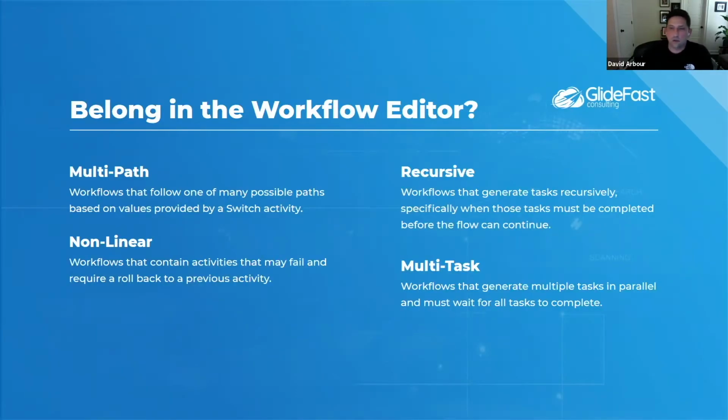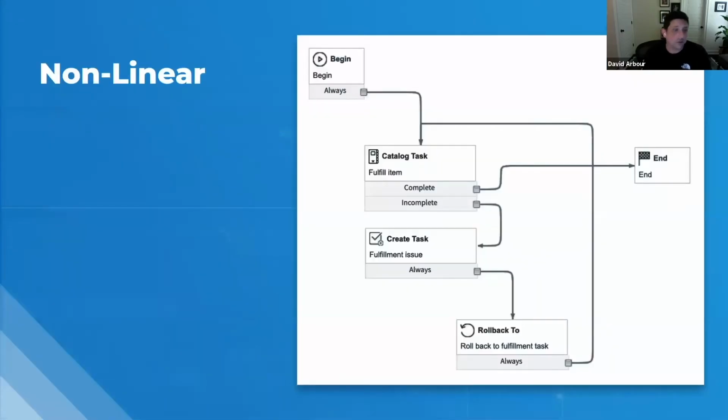The next one we'll look at is non-linear workflows, right? So these are workflows that typically would involve some sort of rollback. Some decision is made during the workflow, and for whatever reason, we have to go back to some task or some code prior to that. In this little example that I've created, we have a task that has 2 pathways. It could either be closed complete, or closed incomplete.